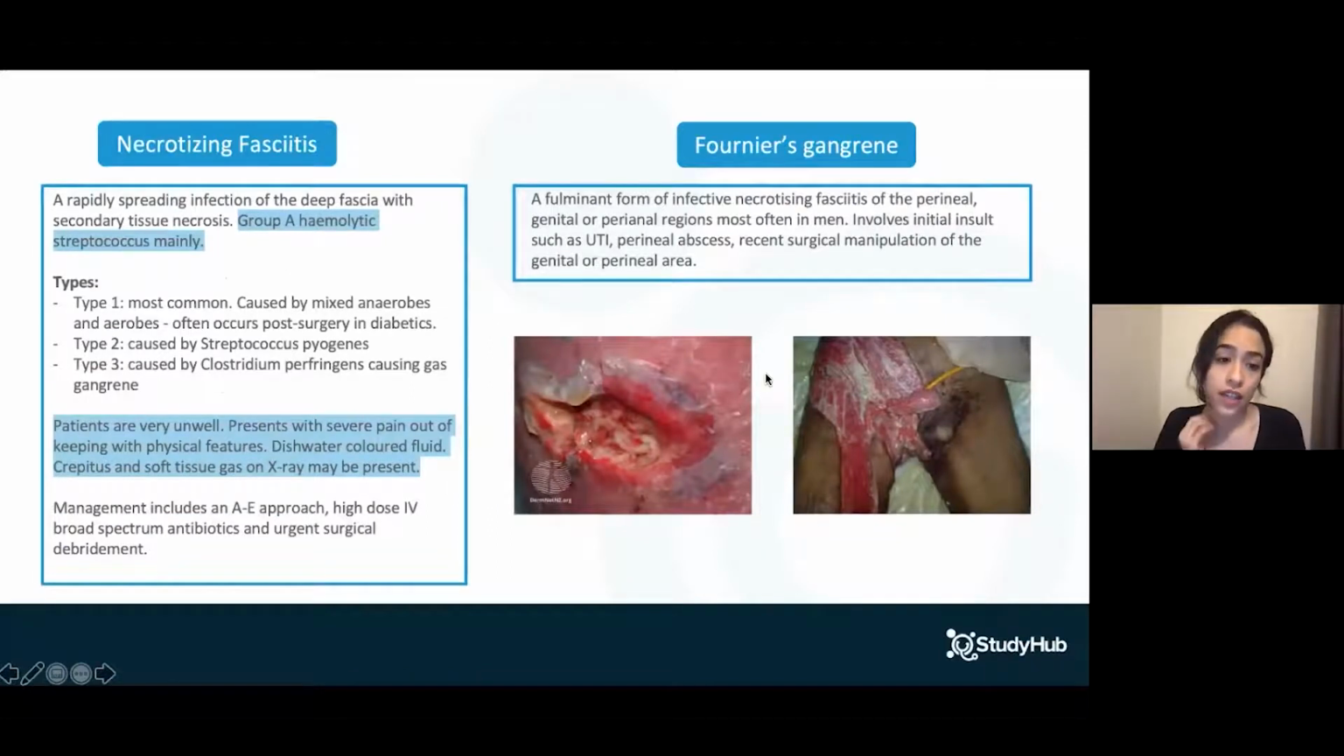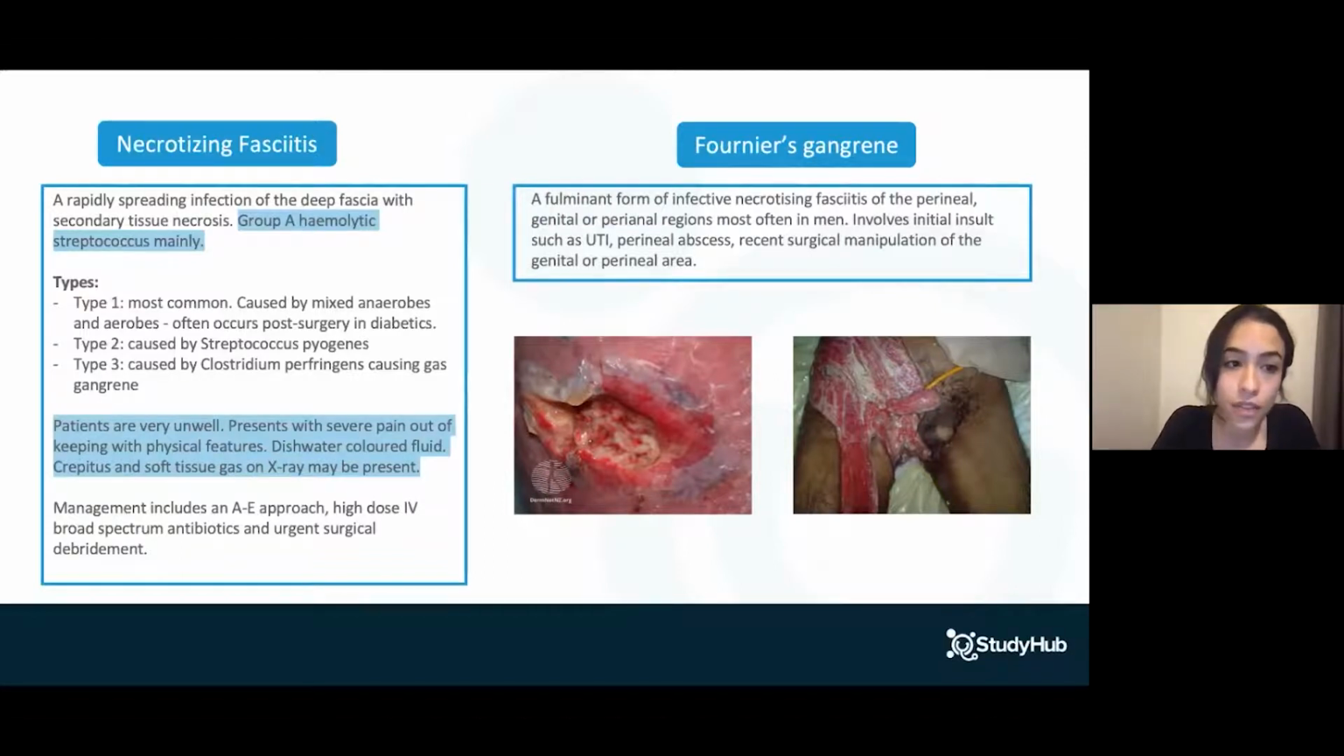So necrotizing fasciitis is a rapidly spreading infection in the fascial plane. Okay, and that's important to mention because these patients are extremely unwell, but they're in a lot of pain and you can't quite pinpoint why. So it's pain out of keeping with the physical findings. And the reason for that is there's an infection which is just brewing in the fascial plane, and it's not showing in the superficial skin. So when it does show in the superficial skin, that essentially means that it's widespread and quite severe already.